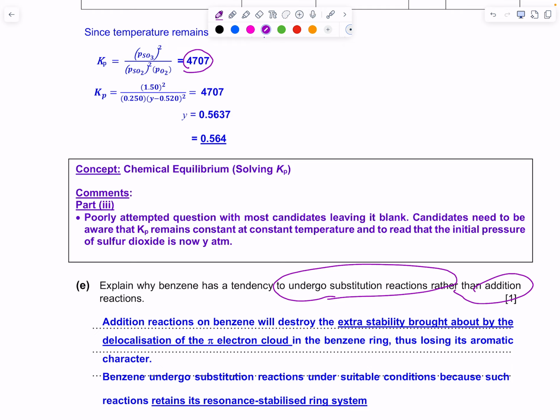That's why a lot of you, if you realize, didn't get the full credit for this question. So if it undergoes substitution reaction, this destroying of the pi electron cloud doesn't happen. It retains its resonance stabilized ring system. Okay? That's why it's important, guys, when you are approaching this type of question, to circle. Alright? What is demanding? What do the questions demand of you?